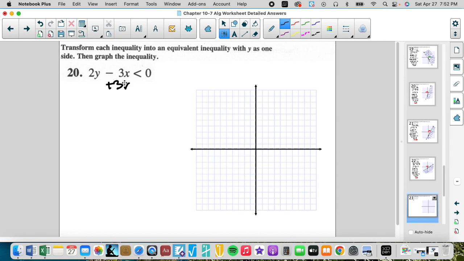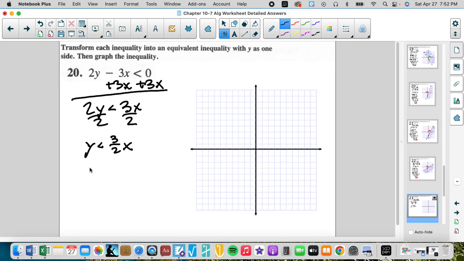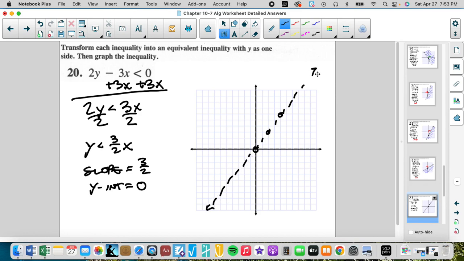Ooh, let's add 3x. Ooh, I like this one. 2y is less than 3x. Divide by 2, divide by 2. Yep, I like this. 3 halves x. So my slope is the easy part: 3 halves. My y-intercept is going to be 0. I'm going to have an open circle, up 3, 1, 2, 3, right 2. Dotted line. And you already see why I like this.